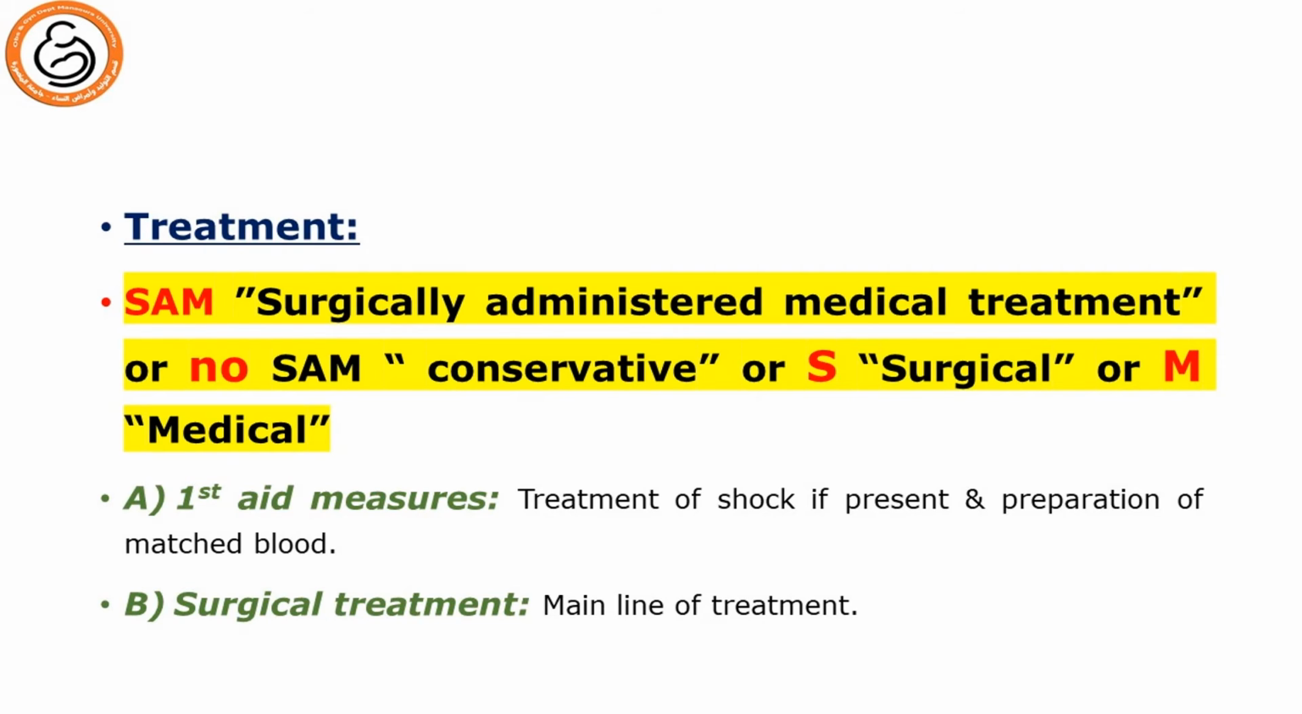For treatment, we have the abbreviation SAM, surgically administered medical treatment, or no surgically administered medical treatment, which is called conservative, or surgical or medical. So we have either surgically administered medical treatment, or no treatment, which is the conservative management, or just surgical management, or just medical management. First, we should stabilize the patient by first aid measures, treatment of shock if present, and preparation of cross-matched blood. And then we go to the management. Surgical treatment is the main line of treatment.